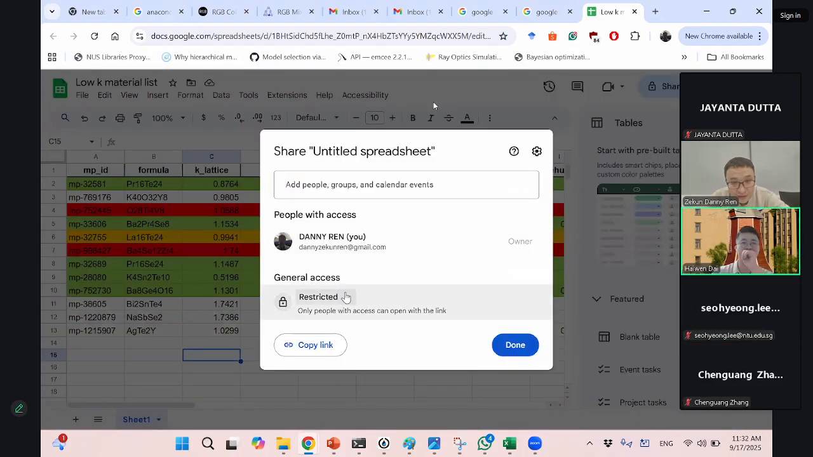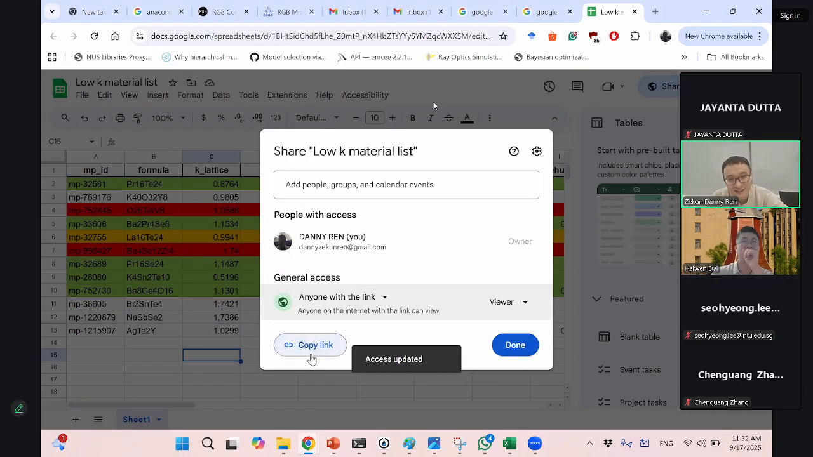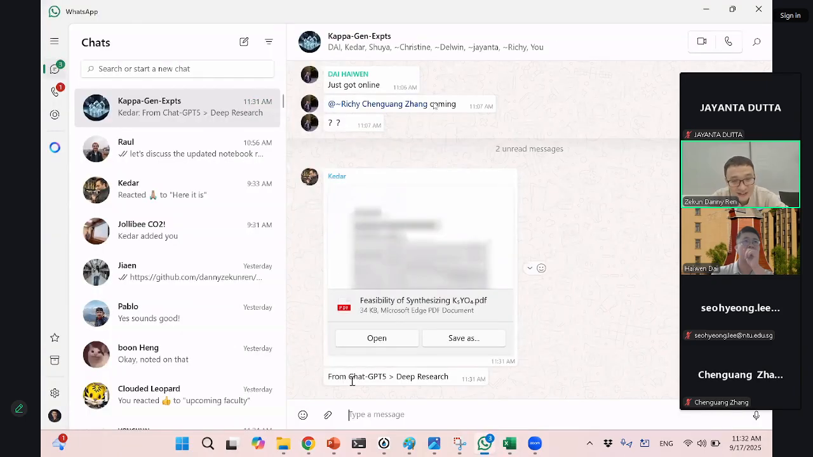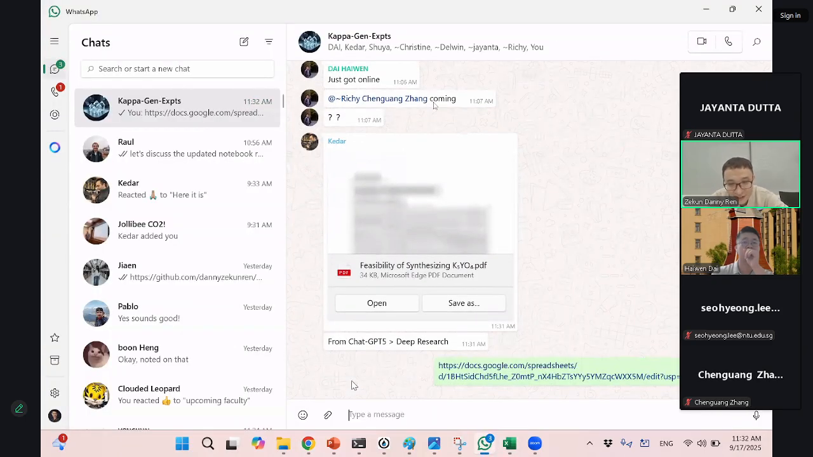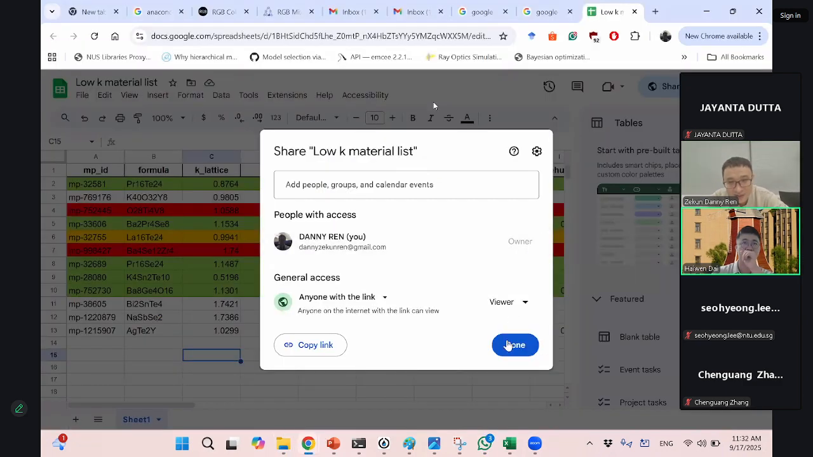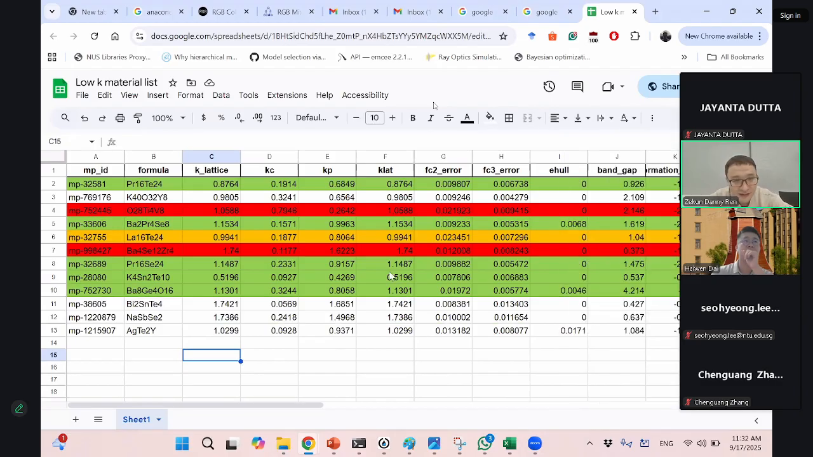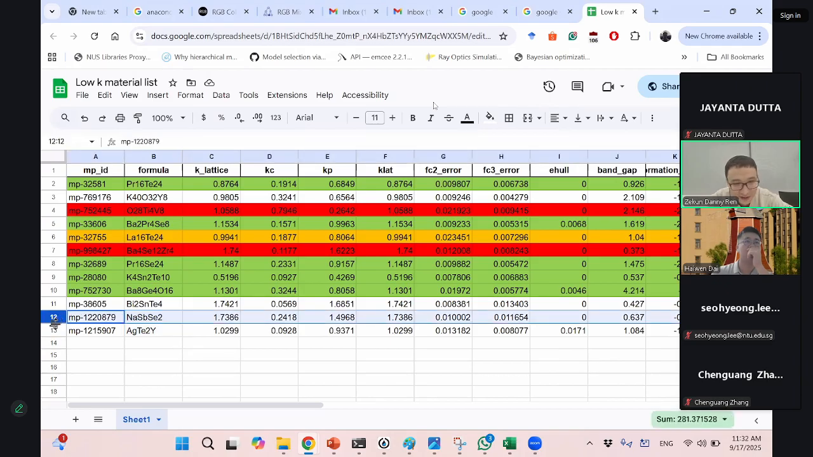Do you have a link? You can just post it in the group maybe. Let me just change the rights for you guys to be able to access it. Okay, cool, now you guys should be able to access. So now I put back the sodium. I put back the last two.